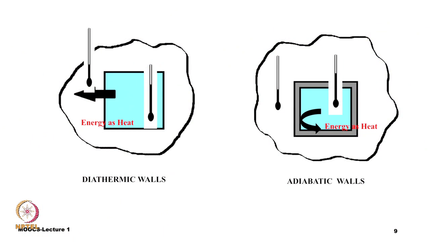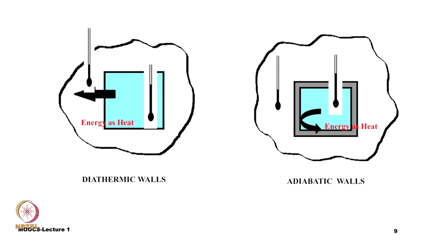If you heat water in a glass beaker, you can see the heat leaving from the beaker. You can touch the beaker from outside and see that it is hot, because glass will allow the exchange of energy through it in the form of heat. So, such walls are called diathermic walls. And if it is an insulation that does not allow the exchange of energy in the form of heat, it is an adiabatic wall and it forms an adiabatic system.